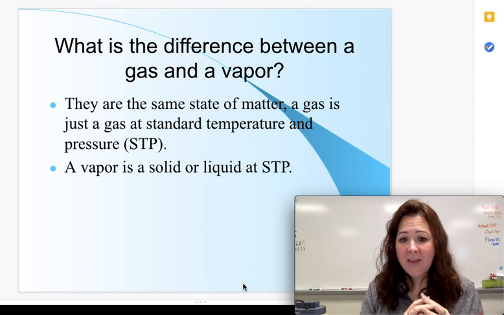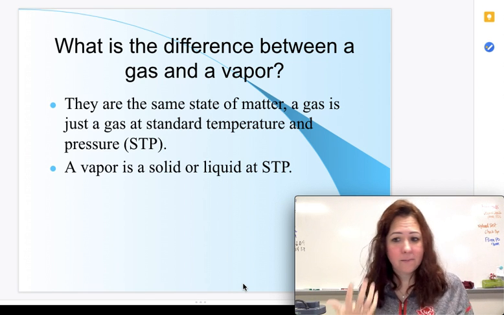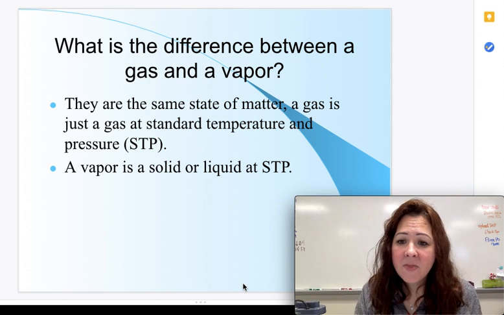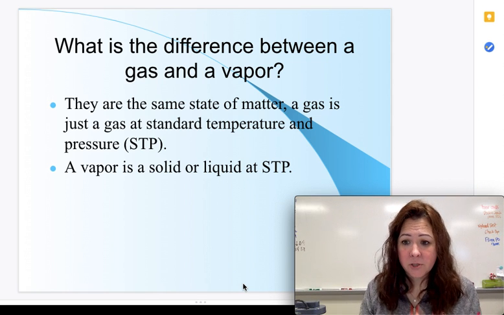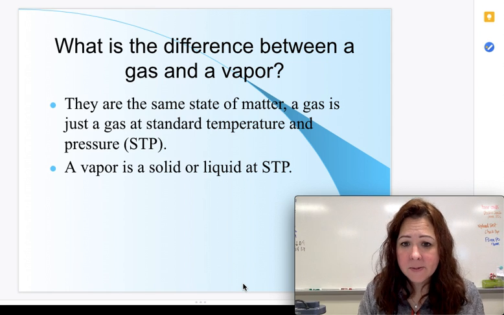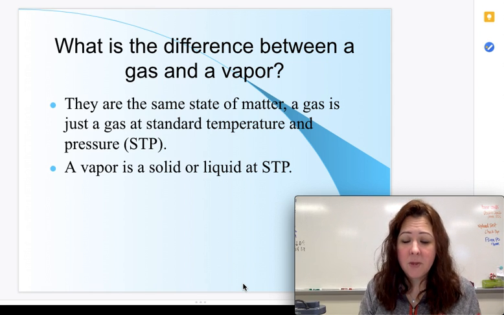So if you have something that says oxygen gas, helium gas, hydrogen gas, what that means is at STP, which I'll define on the next slide, if you have something that's called a gas, it is in the gas state of matter at STP. So STP again is standard temperature and pressure. I'll define that on the next slide.